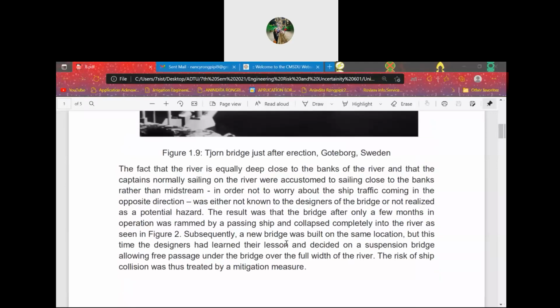Subsequently, a new bridge was built on the exact same location, but this time the designers had learned their lesson from their previous experience. They decided on a suspension bridge allowing free passage under the bridge over the full width of the river. So the risk of ship collision was treated by a mitigation measure, by erecting a suspension bridge.